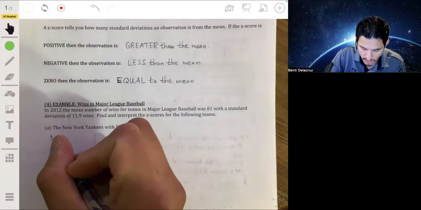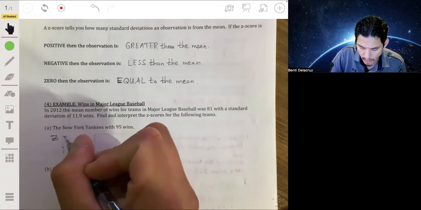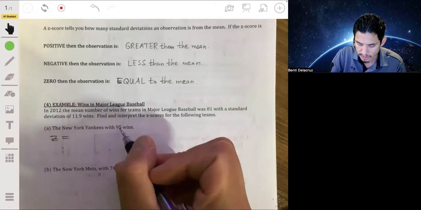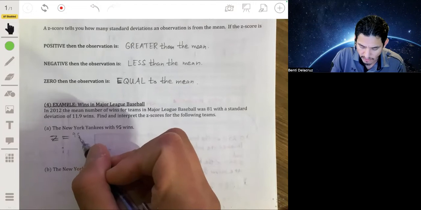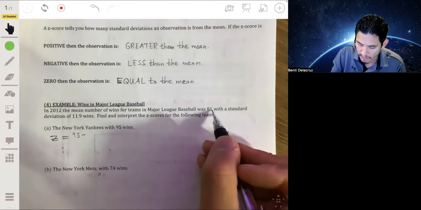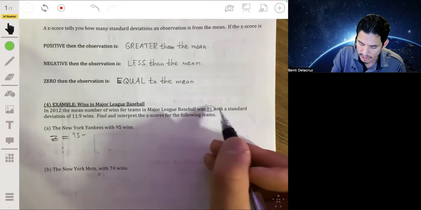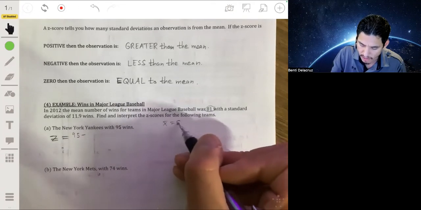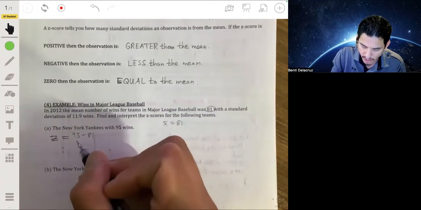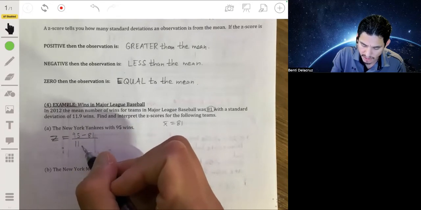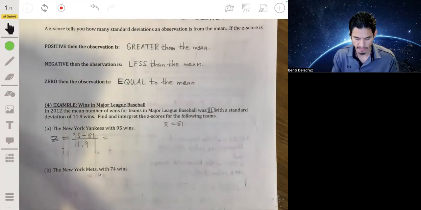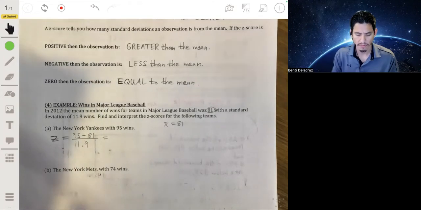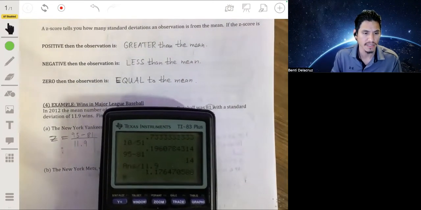So if we calculate their z-score, 95 will be our x value. That'll be 95 minus the mean. The mean was 81, so let's write x bar is 81. So 95 minus 81, divided by the standard deviation, 11.9. Let's calculate that, and we get roughly 1.18.